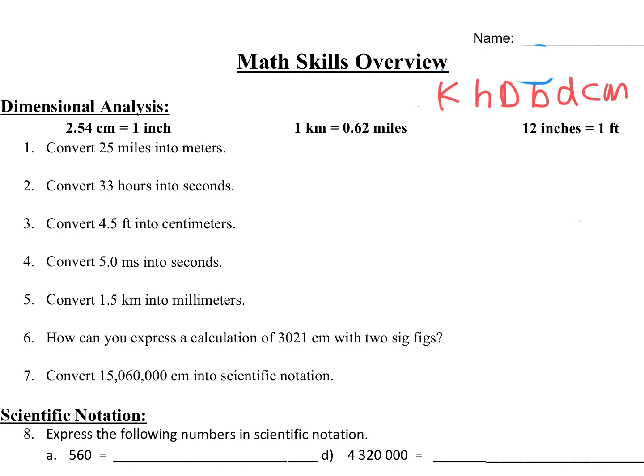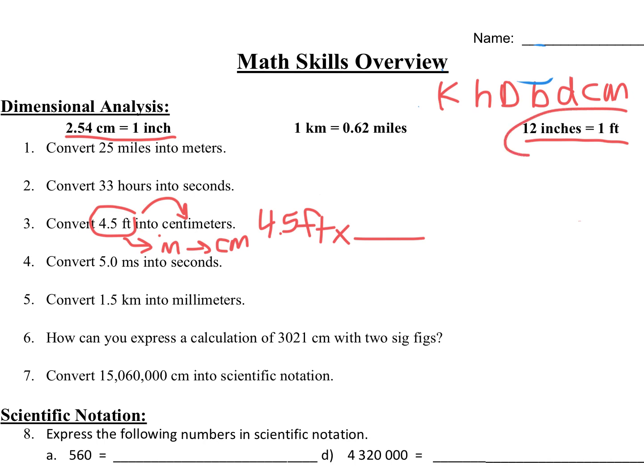Taking a look at number 3, you have 4.5 feet and you need to get to centimeters. So when I'm looking at my conversion factors, first of all, I know that there's 12 inches in a foot, but that's inches. I need to get to centimeters. And look at this, inches to centimeters. So it looks like I'm going to need to go from feet to inches and then inches to centimeters. So let's go ahead and do that. I've got 4.5 feet.